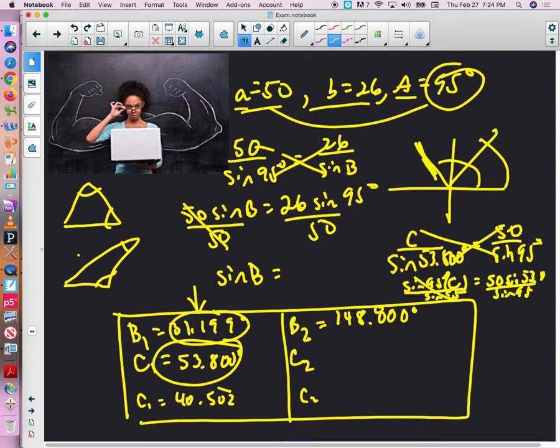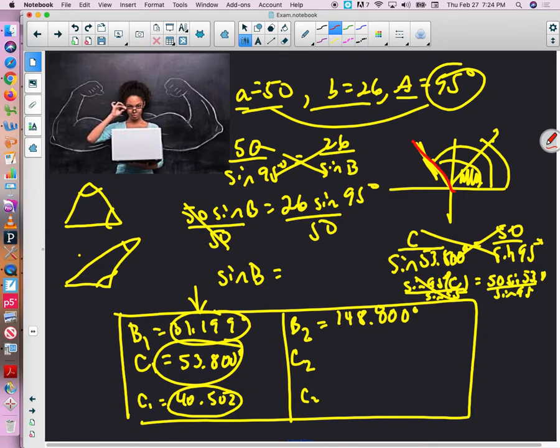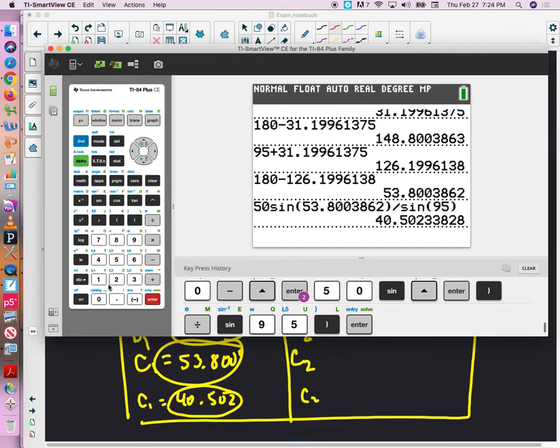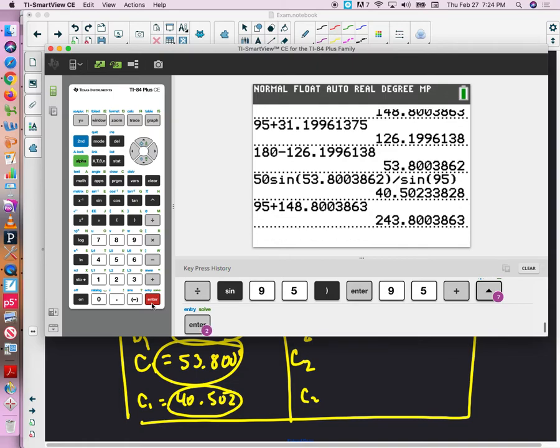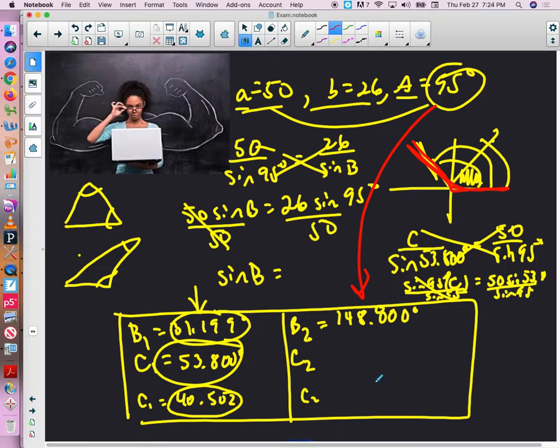Okay, so this is one triangle that's possible. Now, that's if I used this angle. What if I decided to use this obtuse angle here? I could also use it and build a whole other triangle. So now I'm going to say 95 plus 148. Now watch what's going to happen. Enter. And that's way too many degrees. I can't subtract that from 180 and get another angle. So we tried to build a second triangle and it failed.